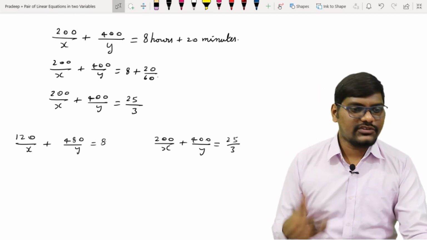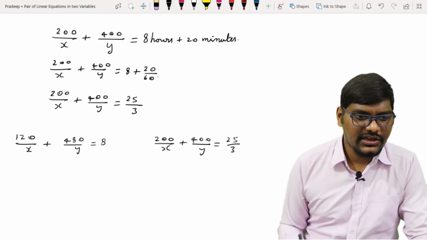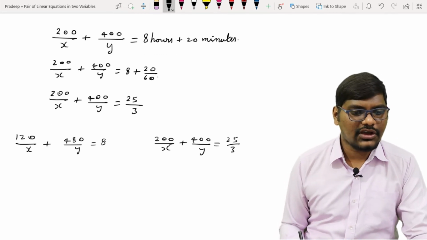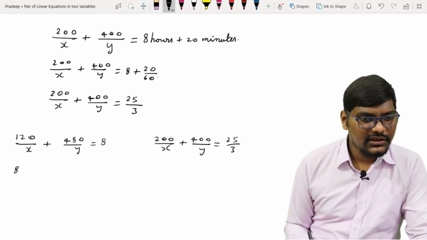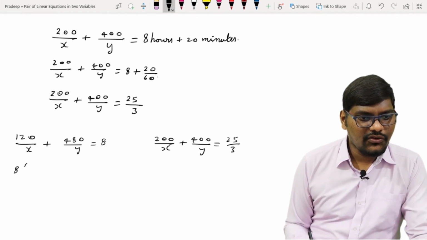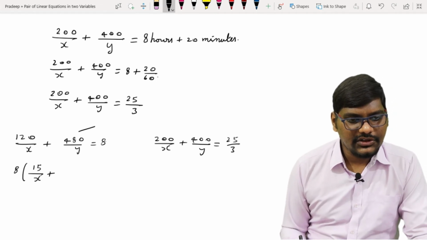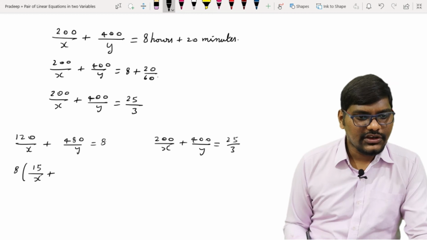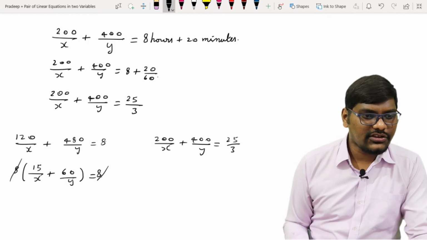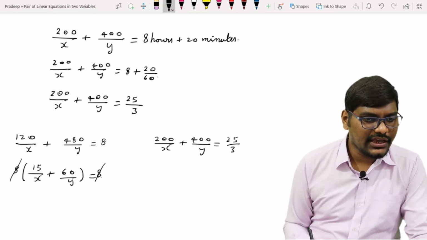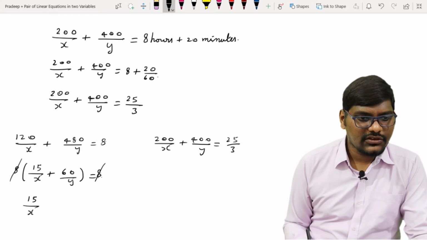So we'll just make it for simple, that is we can take common here, everywhere 8 will come as a common. So I can write here 8 into 15 is 120. So I can write 8 into 15 by x. Here also how much will be the common? 6 can be common. 6 8 is 48. So that is 60 by y equal to 8. So this 8 and 8 can be cancelled. So the equation we are getting as 15 by x plus 60 by y equal to 1.